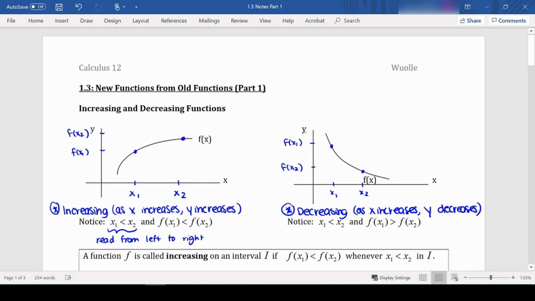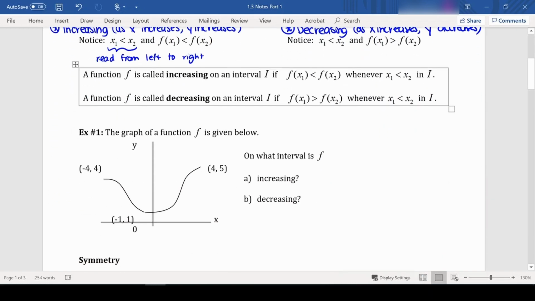Okay. So for example, this function below, where is it increasing and where is it decreasing? Well, we can see as we read left to right, where we start at (-4, 4), we go down until we reach this point, (-1, 1), and then we're going up again as we read left to right. So here we are decreasing and here we are increasing.